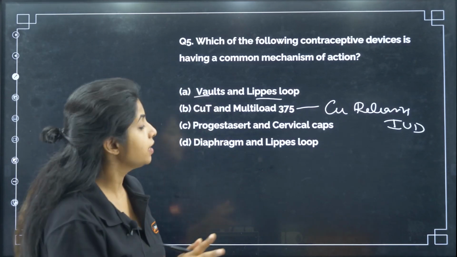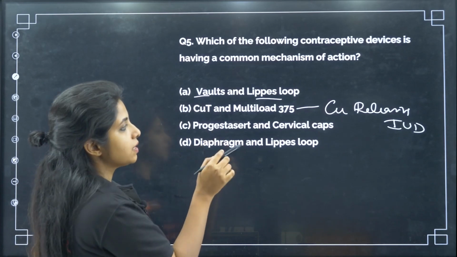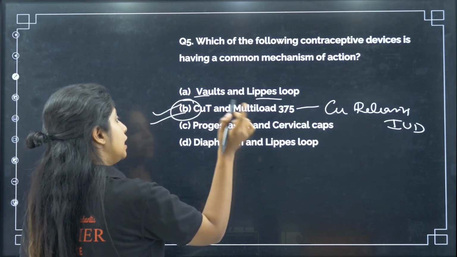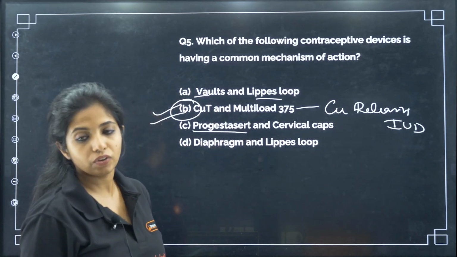So these are the two things, okay? CUT and multi-load 375, they are copper releasing IUDs. They are in the common category. So this is the answer. Let's go ahead first. Progestasert and cervical cap.